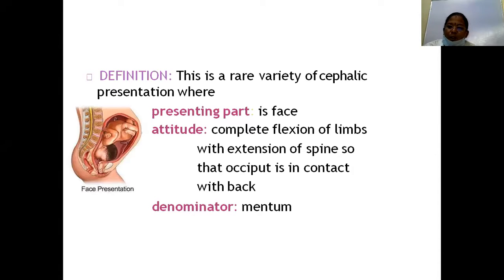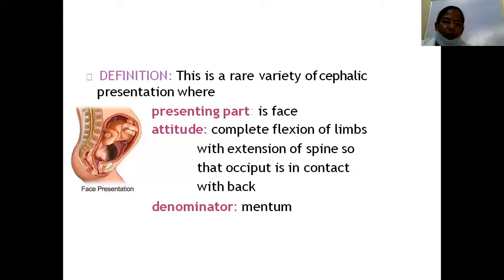This is a rare variety of cephalic presentation where the presenting part is the face. It's a cephalic presentation only, but the presenting part is face. So what is this face, this area? It is when the attitude of the baby is of complete extension. Normally it is a complete flexion, but here it is a complete extension where the presenting part is face.